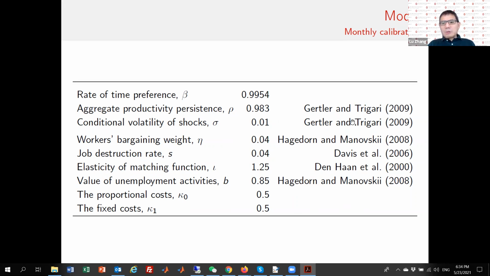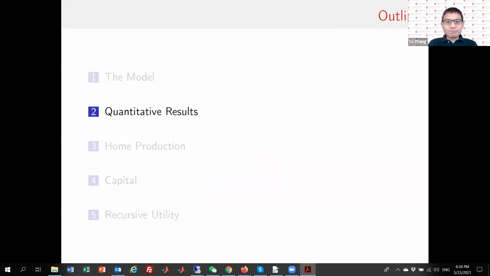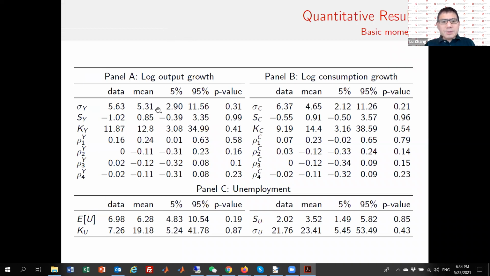The other parameters are fairly standard, I would say. In particular, we follow Gourio and Kehoe and calibrate the conditional volatility of shocks for labor productivity such that we match the output volatility in the Barro-Ursua cross-country macro history panel. Let's look at the quantitative results. As noted, we calibrate the volatility of labor productivity to hit the output volatility in the historical cross-country panel: 5.3% versus 5.6% per year in the data.